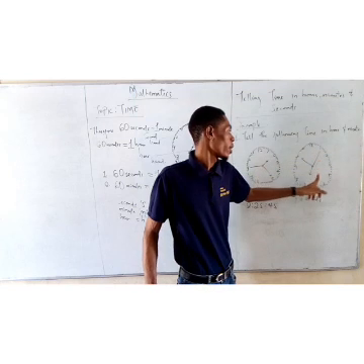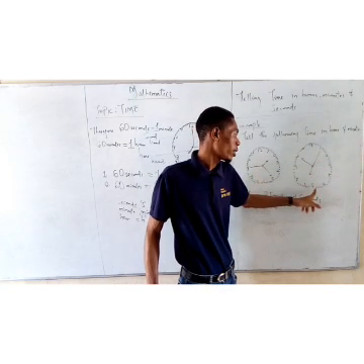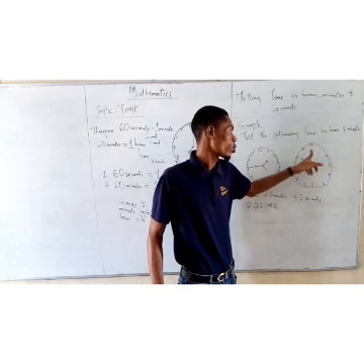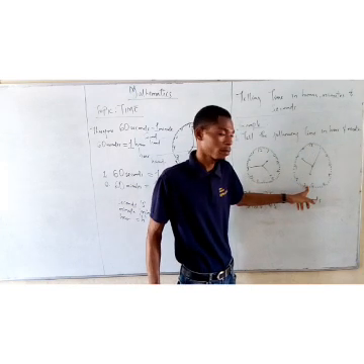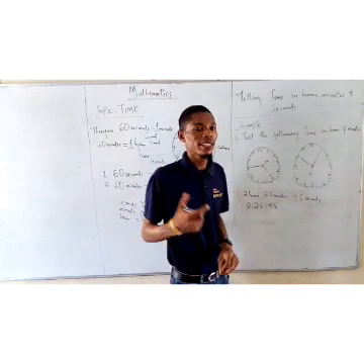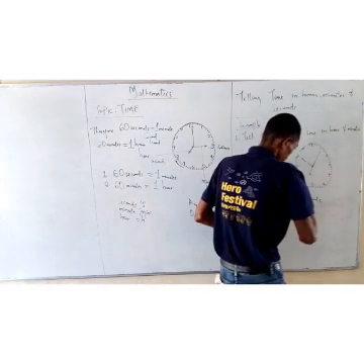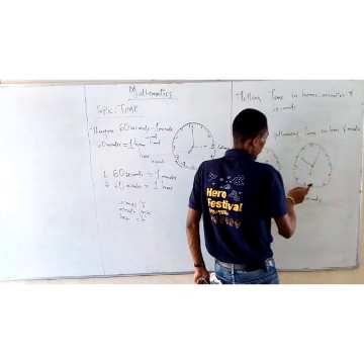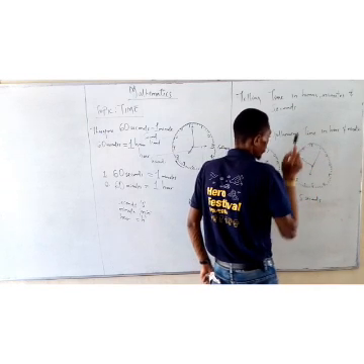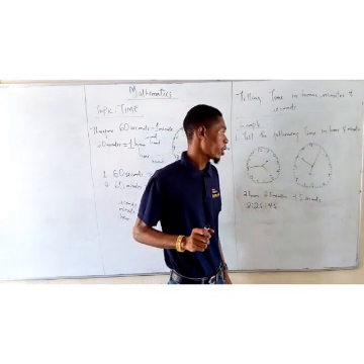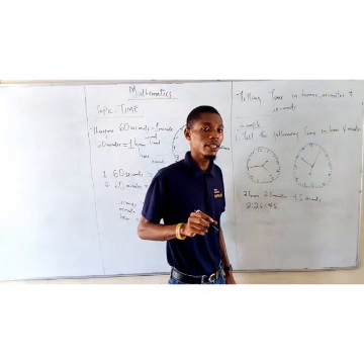Are we together? Now the hour hand is in between 6 and 7, okay? That means it's going towards 7. Then the minute hand is pointing at 10. So let's calculate how many minutes. We have 5, 10, 15, 20, 25, 30, 35, 40, 45, 50. So we have what? 50 minutes, okay? We have 50 minutes.